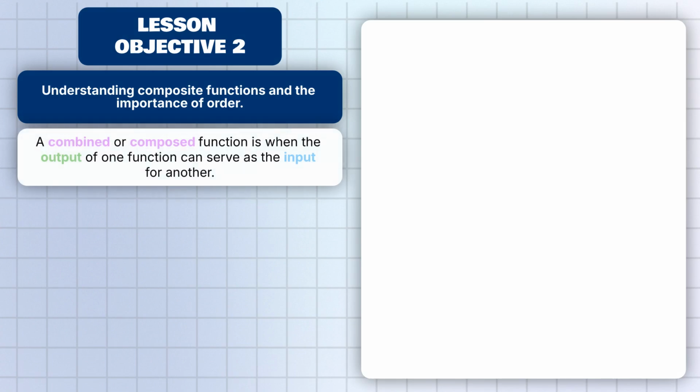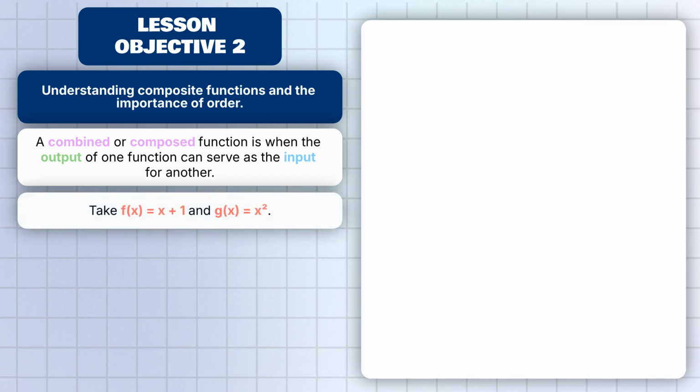Functions can be combined or composed, meaning the output of one function can serve as the input for another. Let's take two functions, f(x) = x + 1 and g(x) = x². We can form a composite function g(f(x)), which means we use the output of f(x) as the input for g(x). Writing this out, g(f(x)) = (x + 1)². Notice how the expression inside the bracket, x + 1, is now our new input for g.